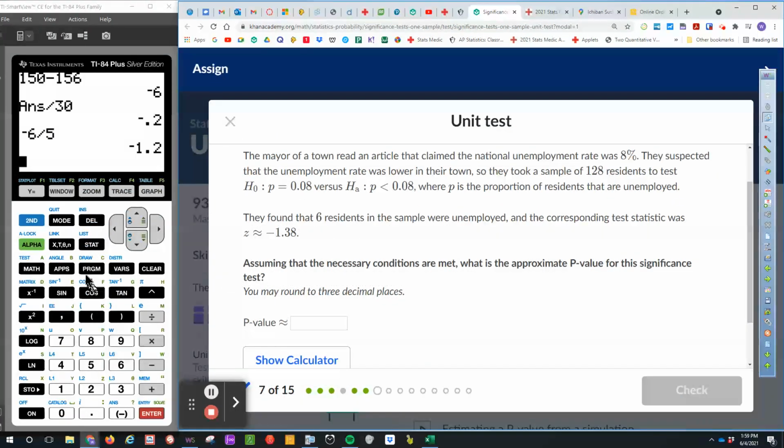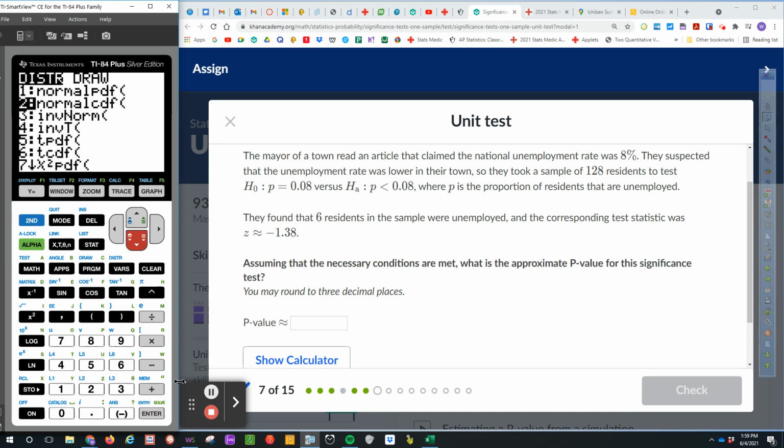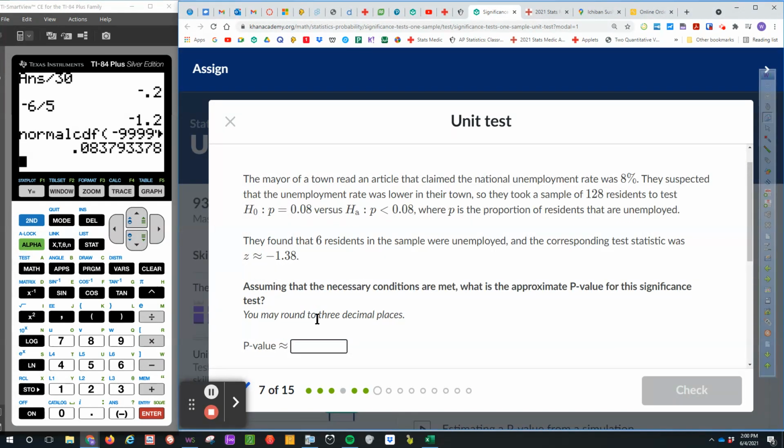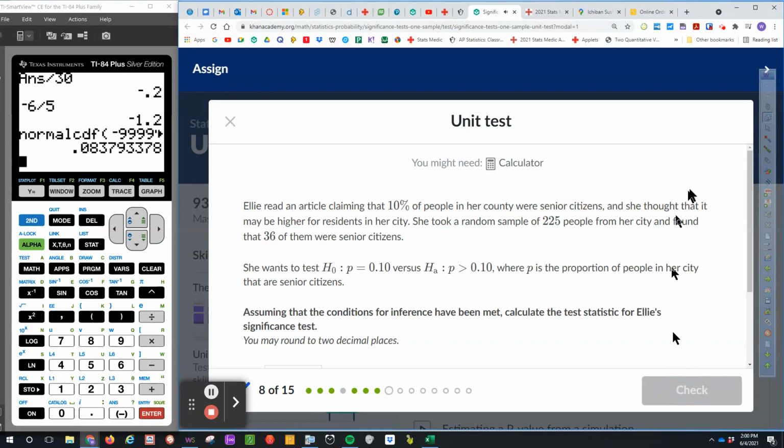So how do we get to normal CDF? Second vars. You see normal CDF number 2. Now the lower we said was negative 9999, and the upper was negative 1.38. Mean is 0, standard deviation 1. Ladies and gentlemen, that is your p-value, and we want to round this to the nearest three decimal places, 0.084. So that's three decimal places. All right? Okay.